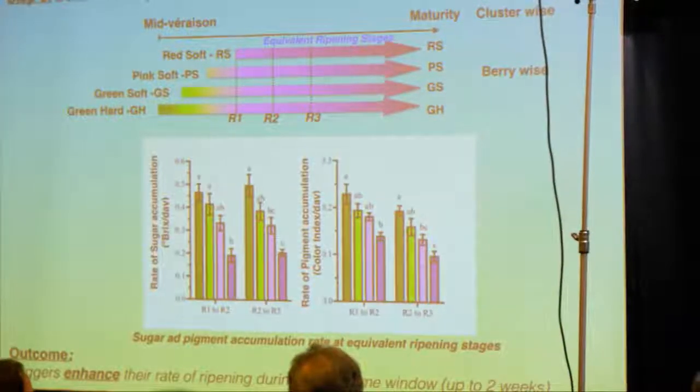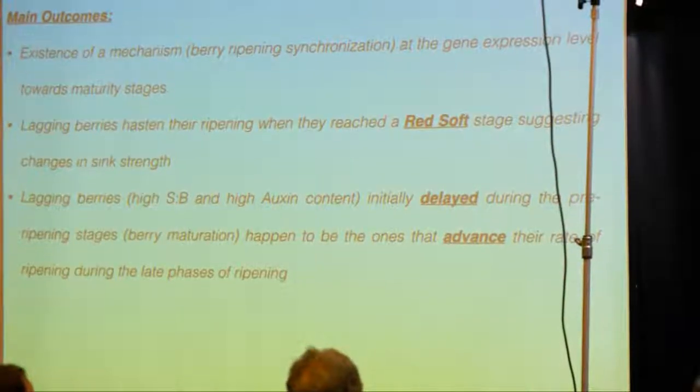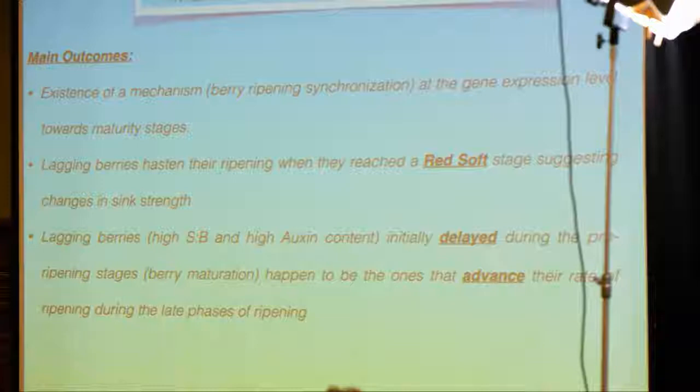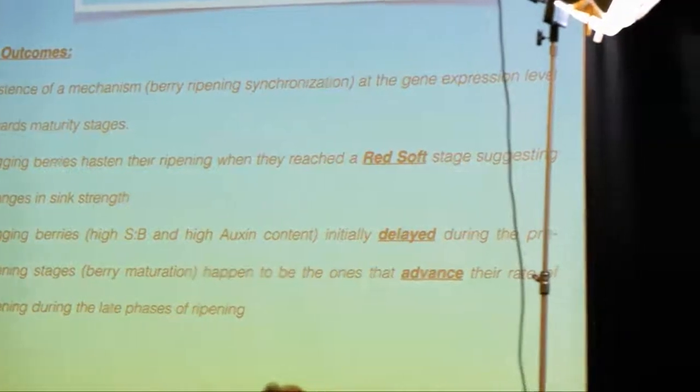Here is the conclusion for project 3. We have the existence of mechanisms that we call berry synchronization, involving gene expression. The lagging berries seem to hasten their ripening when they reach a red soft stage, suggesting changes in sink strength. The lagging berries that had a high seed weight to berry weight ratio and more auxin were initially delayed during the ripening stage, but they happen to be the same berries that enhance their rate at the end. So that is a very interesting point, linking what's going on during berry maturation and its impact on the berry ripening process later.